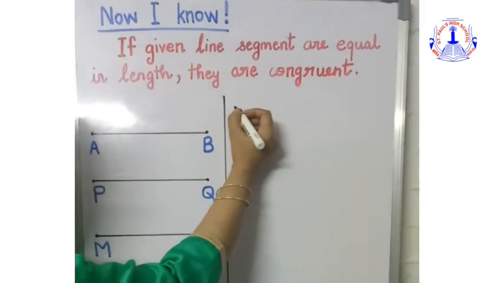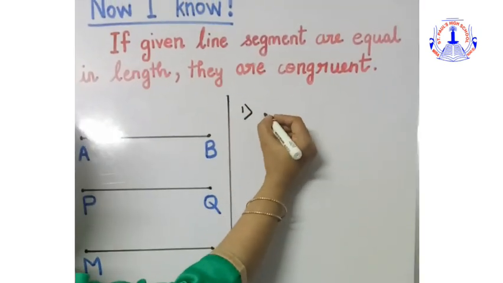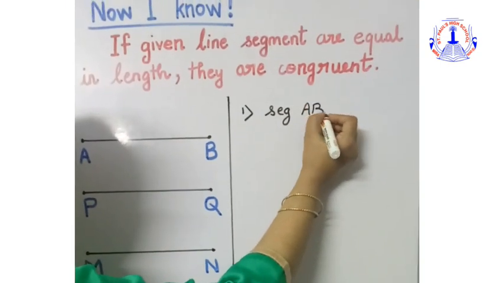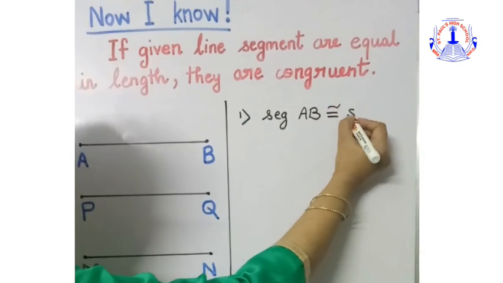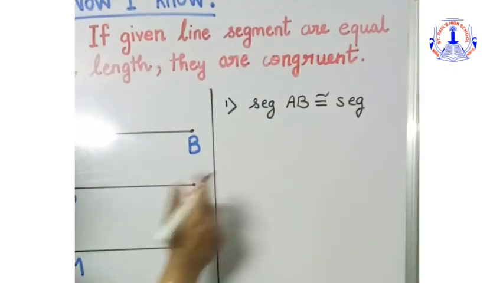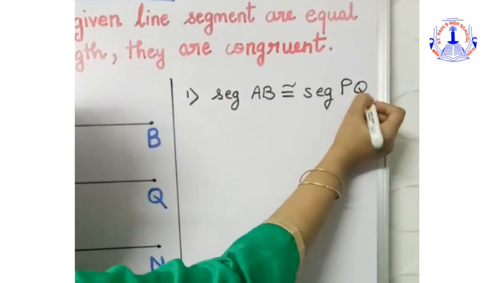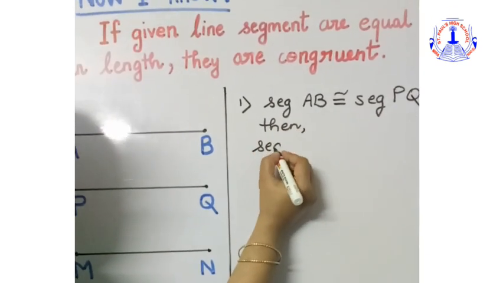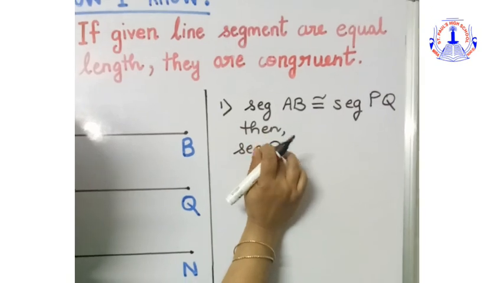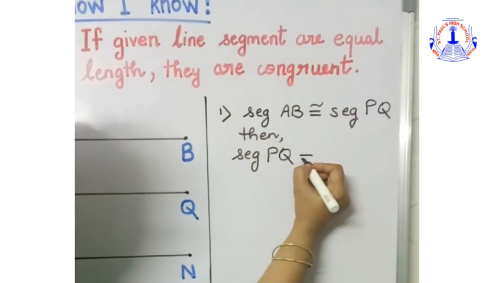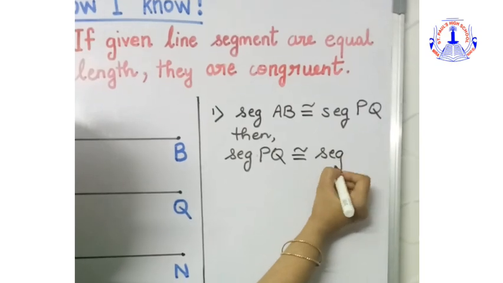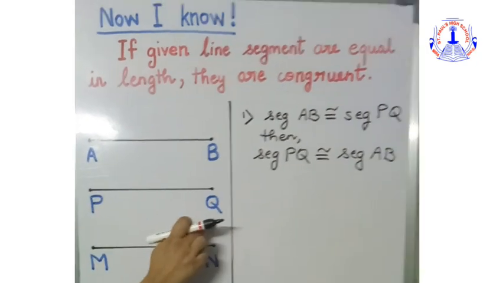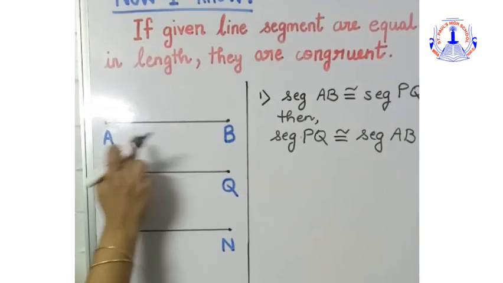Now the first point, if segment AB is congruent to segment PQ, then segment PQ is also congruent to segment AB. So if AB is congruent to segment PQ, segment PQ will also be congruent to AB.